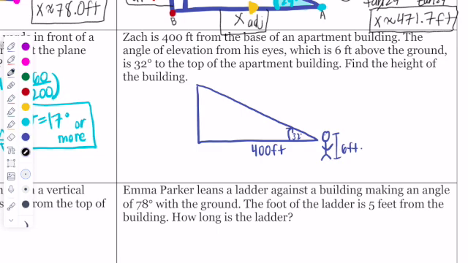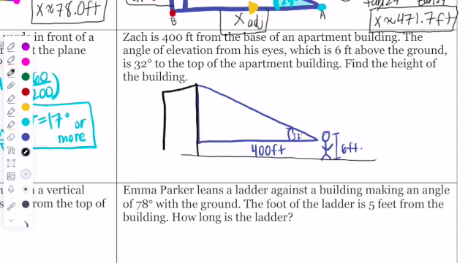Now, this is what's tricky. We assume that Zach is standing on the ground, yes? But when he's looking at the building, he's leveled up. He's not staring at the building. He's not laying his head on the ground. He's looking from 6 feet above the ground. We know that the building is also, hopefully, standing on the ground.